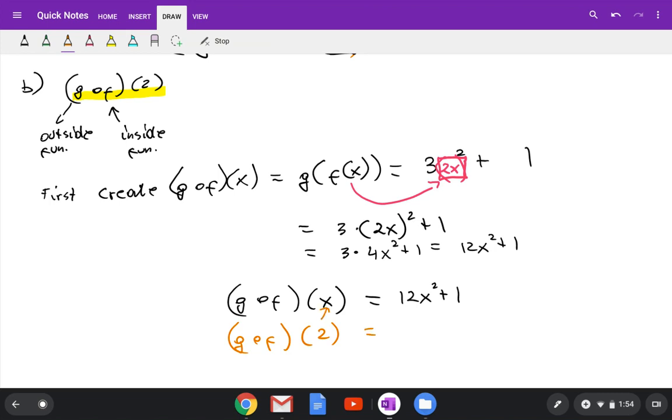So you're working with your equation, which is 12, and where you used to have x, you plug in 2. So 12 times 2 to the second power plus 1. We're going to evaluate that. So we're getting 12 times 4 plus 1. That will give us 48 plus 1. And this is 49.